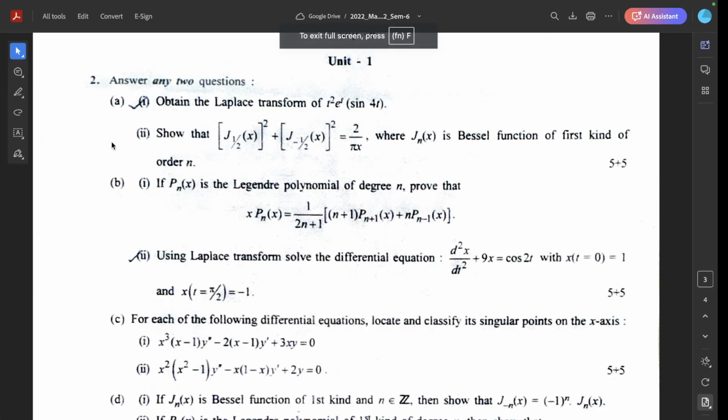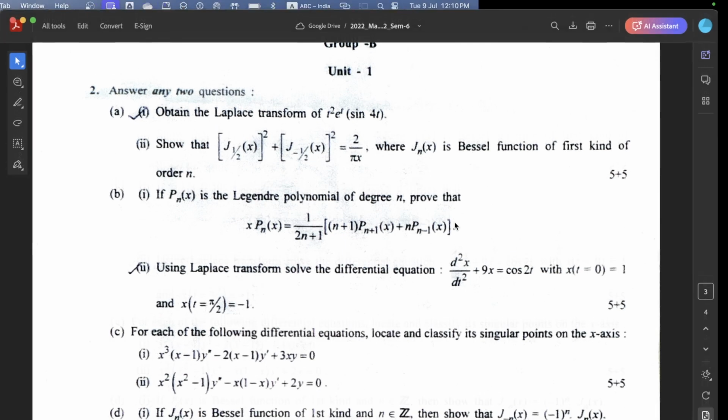Next question, question 2b1. If P n of x is the Legendre polynomial of degree n, prove that x P n of x equals 1 by 2n plus 1 bracket (n plus 1) into P n plus 1 of x plus n P n minus 1 of x.